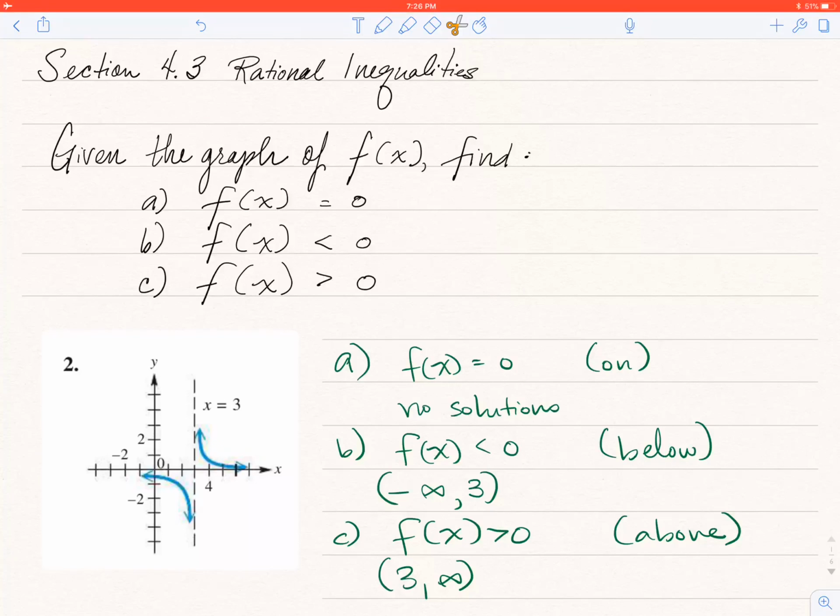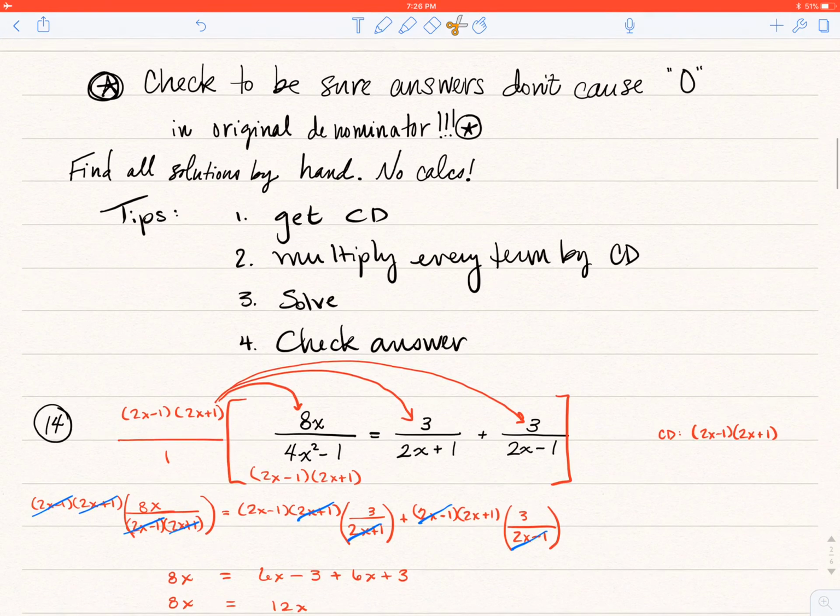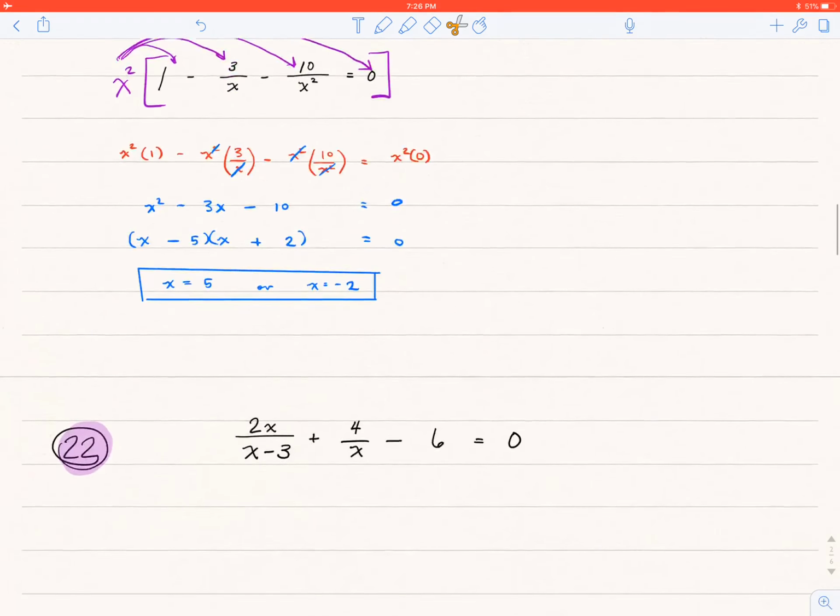Hey folks, this is section 4.3. This is the second video that I'm doing in this section. The first video dealt with solving rational equations. We did two examples of that.